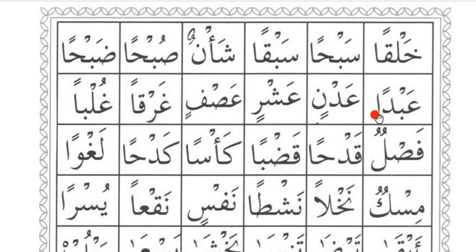Abdan. Adnin. Ashrin. Asfin. Ghar qan. Ghulban. You are looking, everywhere the sign is coming. So this sign means there is no sign of kasra or dhamma or fatha. Faslun. Read fast, very good. Kadhan.